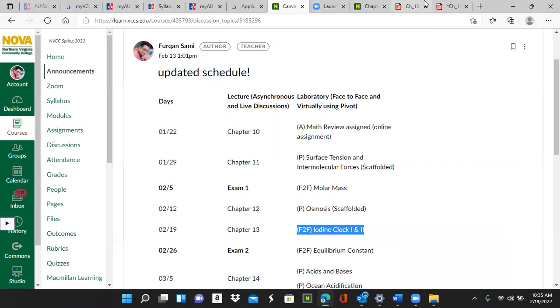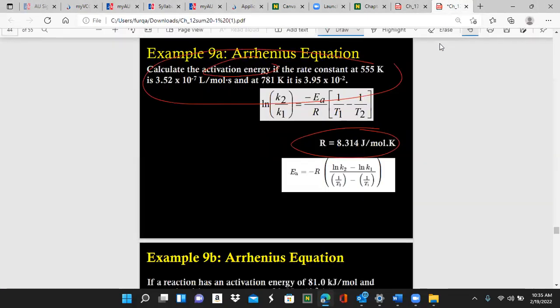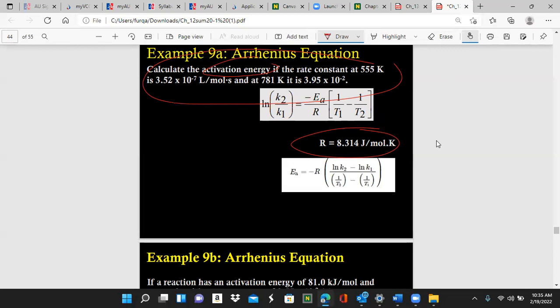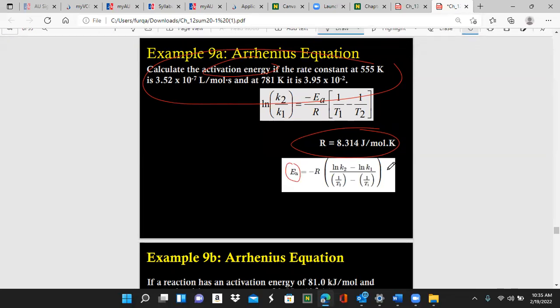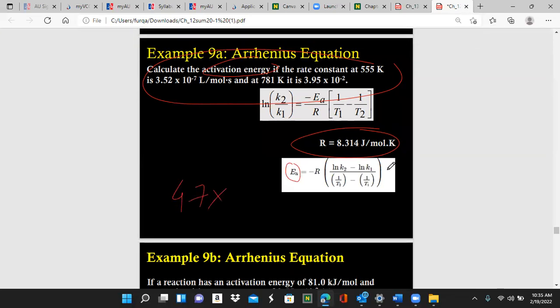Okay, so here you're supposed to just plug all the numbers in and use your calculator to find the EA. That will turn out to be 4.7 times 10 to the power minus 4 joules.